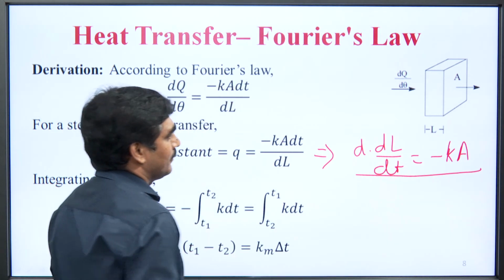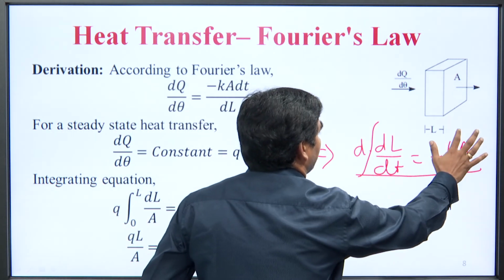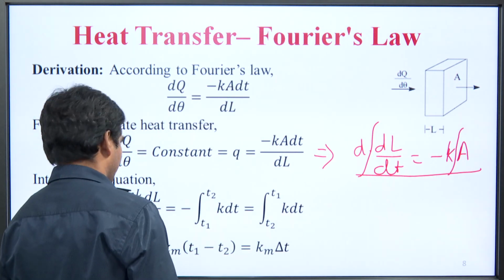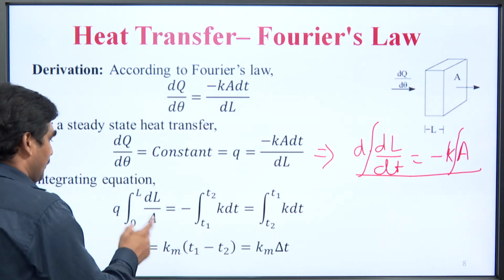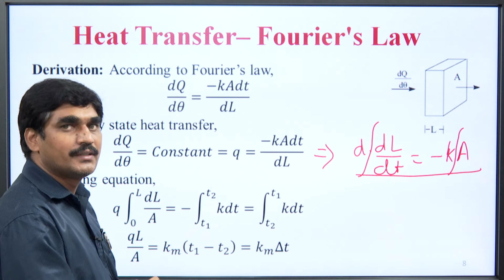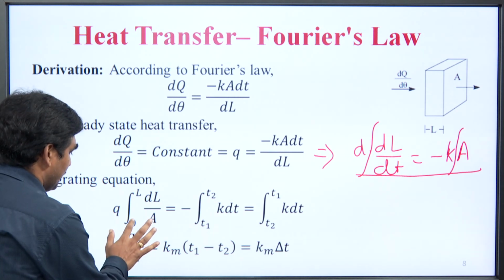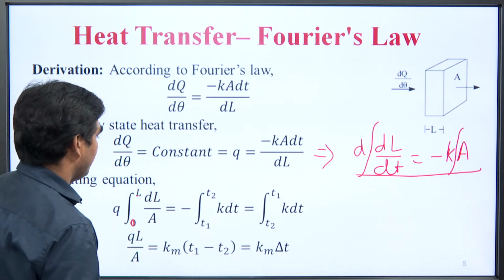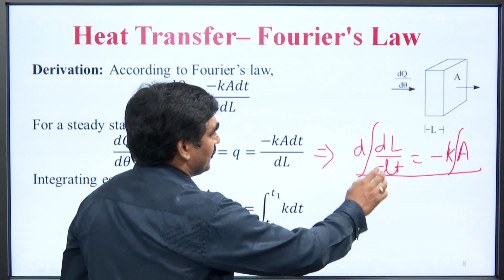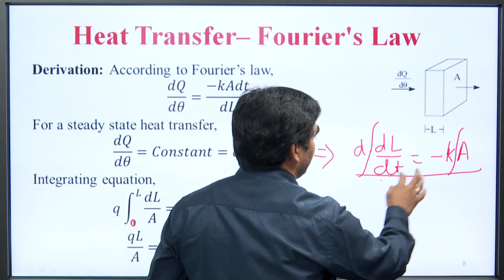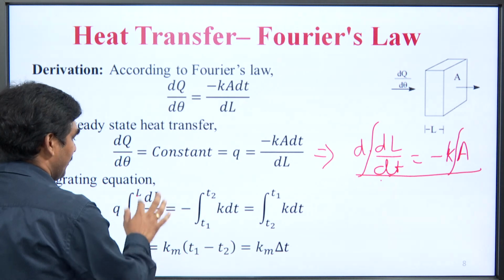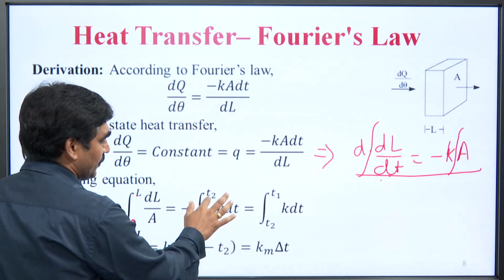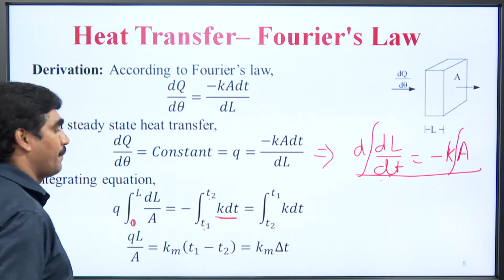So, this is the equation. Now, we will go for integration. It is a definite integral equation. So, what you have to do? Integration from 0 to L dl by A. Take this A to this side and dt to that side. So, dl by A equal to minus integration T1 to T2 k dt.